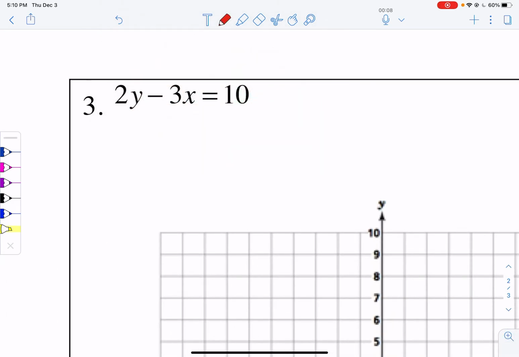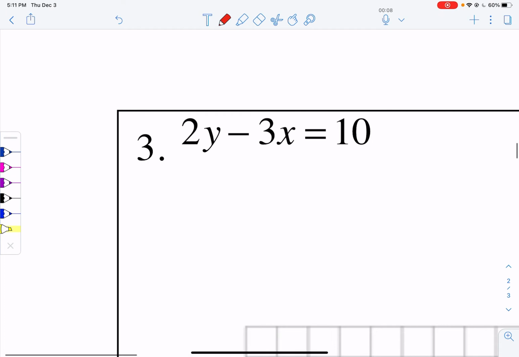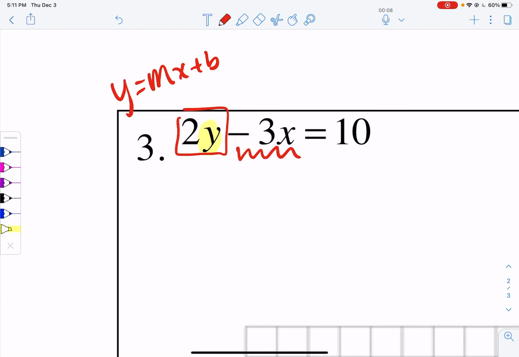So in this example, I have 2y minus 3x equals 10. I have to ask myself, is it in y equals mx plus b form? Well, it's not. My y's and x's are together. So I need to solve for y. So to get my y by itself, I have a 2 attached to it, so I can't do anything with my 2y, but I can get rid of my minus 3x. So to get rid of my minus 3x, or cancel it out, I'm going to add 3x to both sides of my equation.